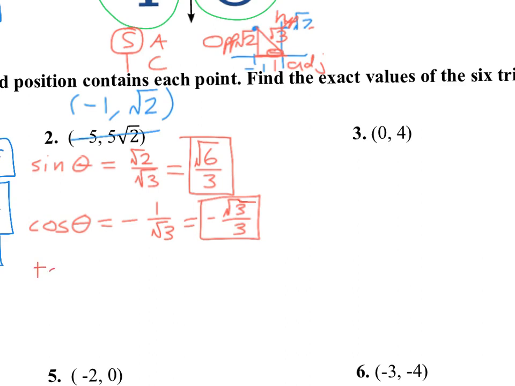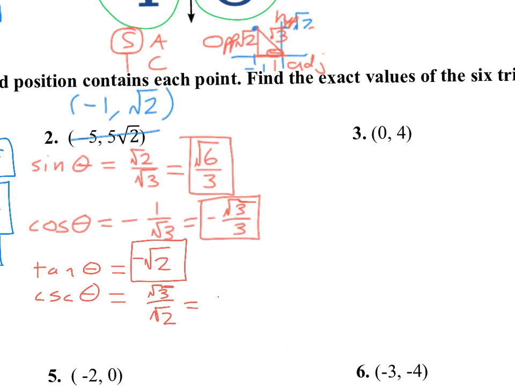Okay, for tangent, it's opposite over adjacent, so rad 2 over 1, I'm just going to write rad 2. And then also remembering that tangent has to be negative. Okay, the reciprocals of those four. Reciprocal of sine is cosecant. So this will be rad 3 over rad 2, which we rationalize to become root 6 over 2.